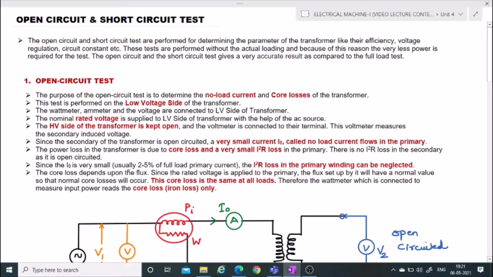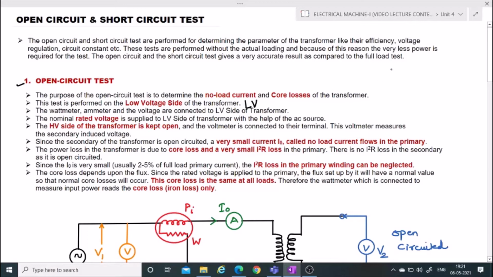Okay, so first we will take open circuit test. As the name suggests, open circuit test is performed with open circuited transformer. And the question arises, to which side we have to open circuit. So this point is to be noted, that this test is always performed on the low voltage side of the transformer.